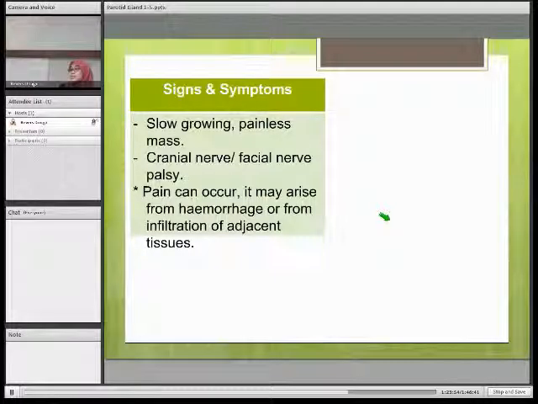So the signs and symptoms: they are a slow-growing, painless mass. So if someone comes up to you with a huge lump on their face, complaining of no pain at all, then you would think, oh, that's bad. You won't get cranial nerve palsy, it's facial nerve palsy, because it only affects the motor branch of the facial nerve. Now, the pain can occur, but it only occurs due to hemorrhage or infiltration to surrounding tissue, and that's on the extreme end of the condition, really. That's when you know it's really bad.